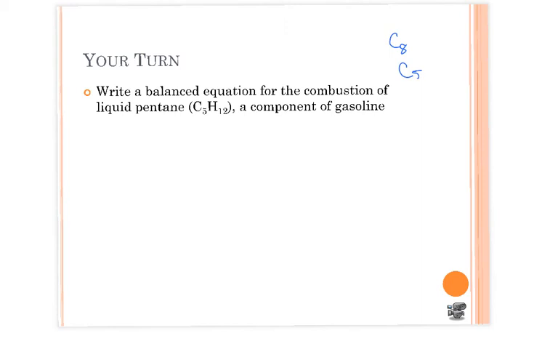Okay, so since we said it's a combustion reaction, we have our pentane here reacting with oxygen gas. We know that because it's a combustion reaction. Now we have carbon, we have hydrogen, and we have oxygen. So we're going to have carbon dioxide and water. No question about it. Okay?